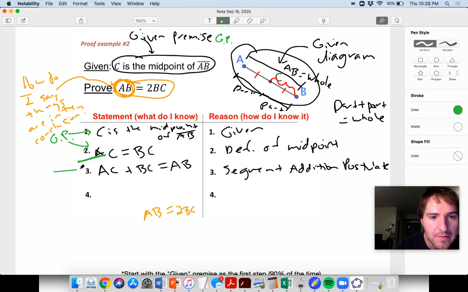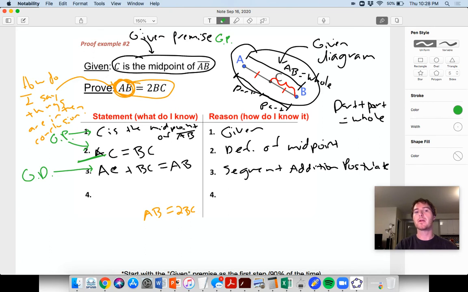Where did we get this information from? So we built on our given premise. Then we need to talk about something else. We talk about our given diagram. Right? This is from the given diagram, right? Given diagram right here. And we have this being said right here. So now we have to look at this and ask, how does that get us closer to what it is we want to prove?